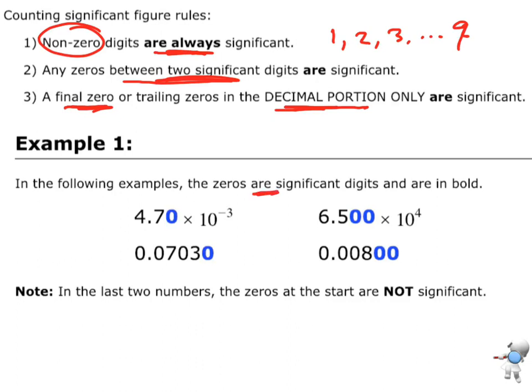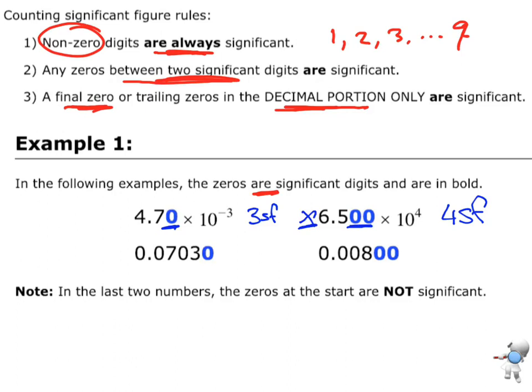This first one, 4.70, the zero is in the decimal portion and it is after the number, so therefore it is significant. So this would have 3 significant figures. The next one here, again, we don't have any zeros at the start, so that's fine, but I have got 2 trailing zeros there, so that makes this number 4 significant figures.